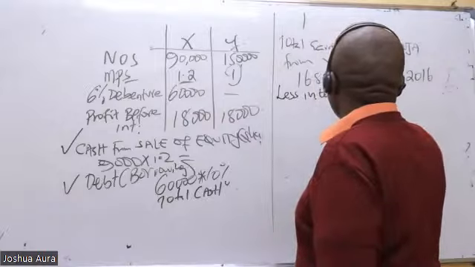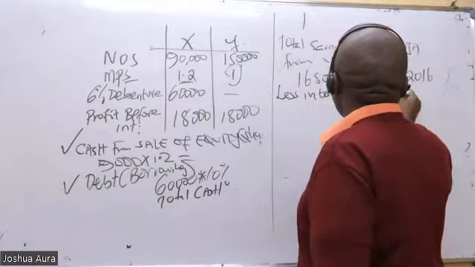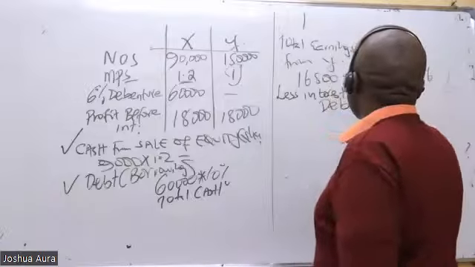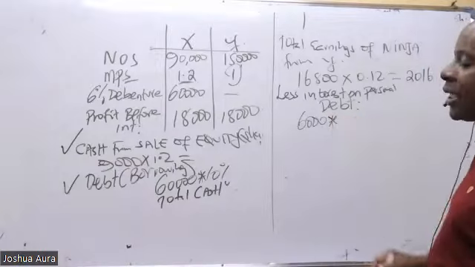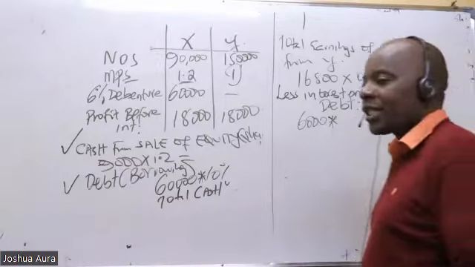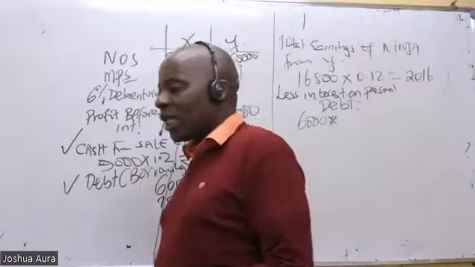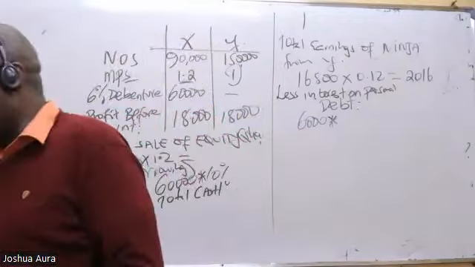So in this case, less interest on personal debt. The personal debt is 6,000. So I should take 6,000 times what rate of interest?